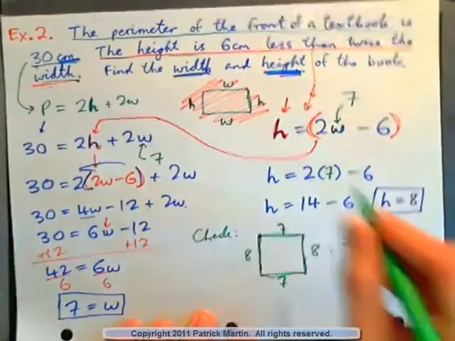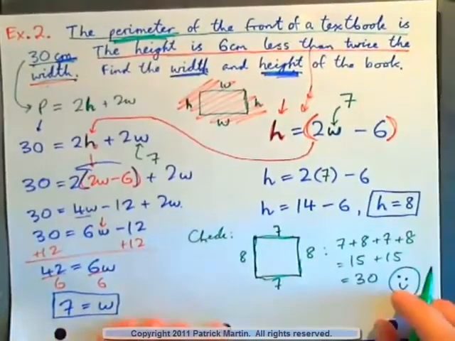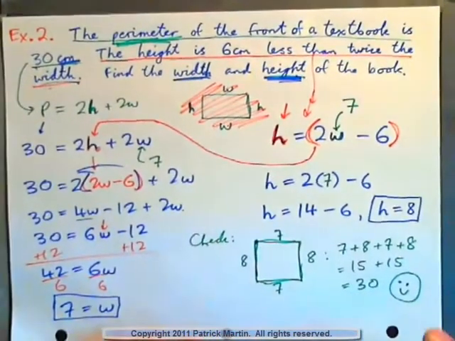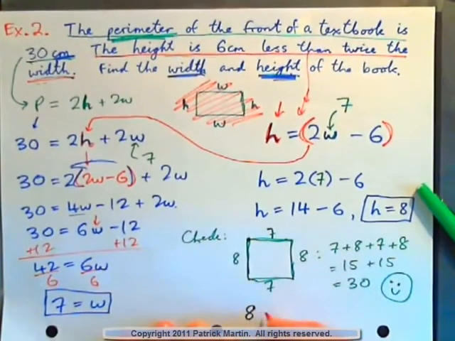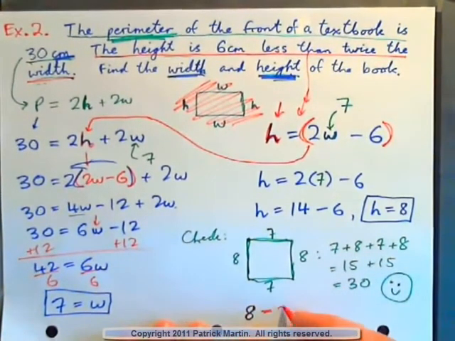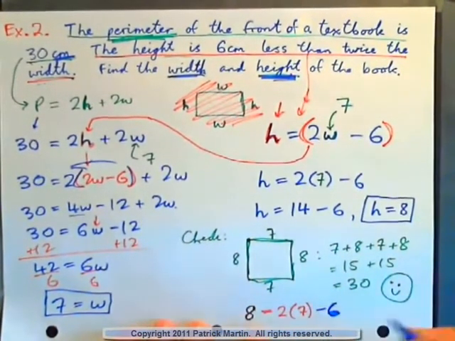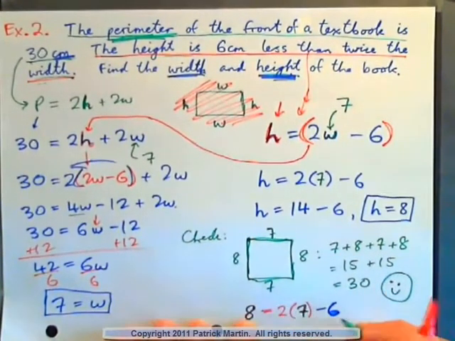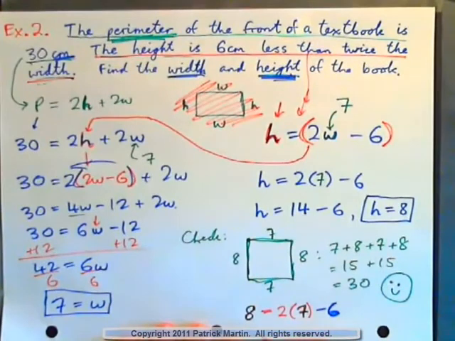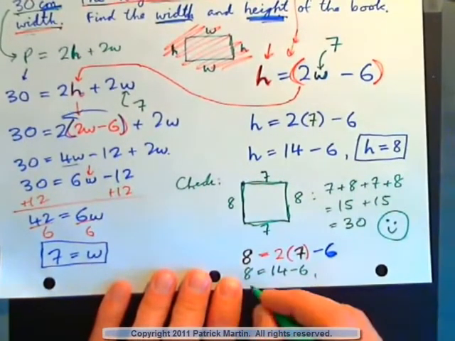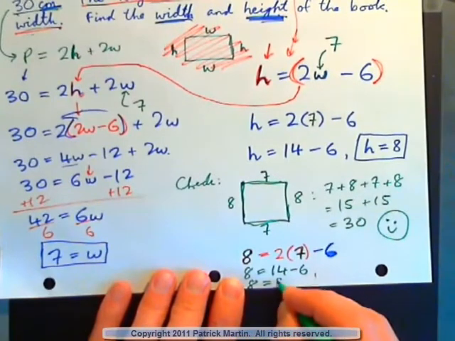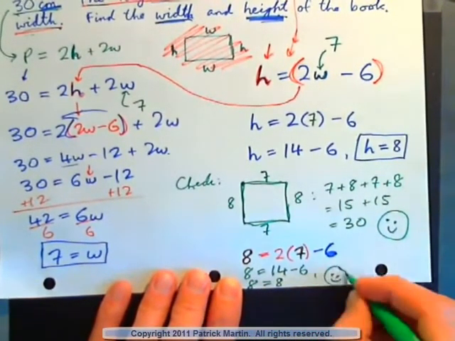So the perimeter part is correct, and the height should be 6 less than twice the width. So 8 should equal twice the width, 7, and 6 less than that, minus 6, okay? So H should be twice the width of 7 minus 6. So let's try that. 8 equals 14 minus 6, is that true? And I do that and I get 8 is equal to 8, right? So it works for that piece of information also.